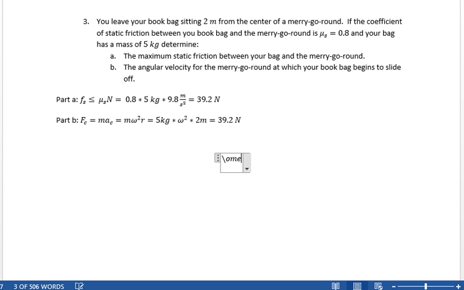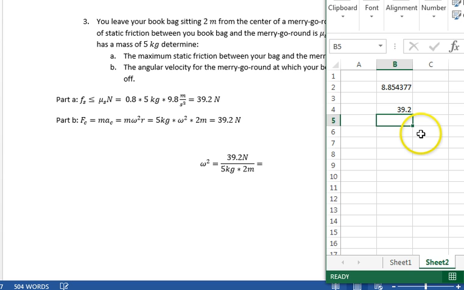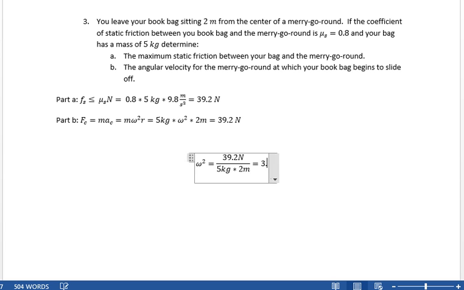So we solve for omega squared. Omega squared is going to be 39.2 newtons divided by 5 kilograms times 2 meters, equals, and a newton is a kilogram meter per second squared, so it's going to be per second squared. So 39.2 divided by 5, divided by 2, is 3.92. Oh, yes, it's 3.92 per second squared.